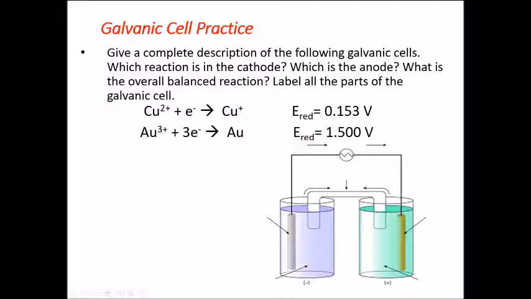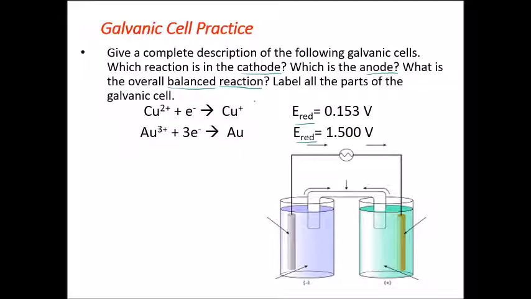Now for doing some practice. This is what we're going to do here. We have two reduction reactions written out for us. They gave us the E-reds here, like so, and give a complete description of the following galvanic cell, which reaction is in the cathode, which is in the anode. What is the overall balanced equation? That's a good thing to find, and we're going to label all the parts of the galvanic cell for this particular case.